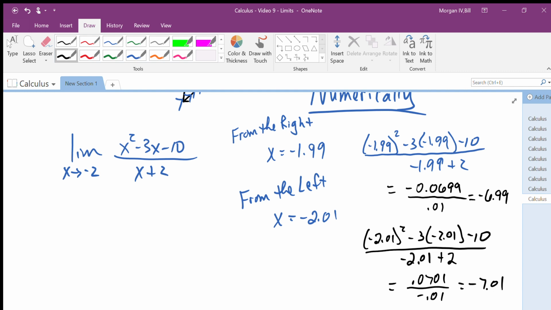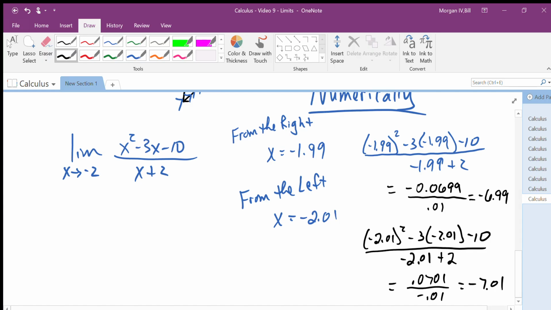Numerically is good to give an idea of what might be happening, but it's not concrete proof that this goes to negative 7. I mean, it really looks like it does, but we solve it analytically to say, yes, it really does approach negative 7. The function here does as x approaches negative 2.